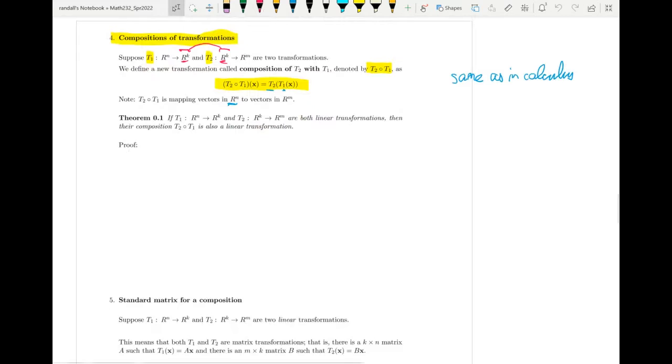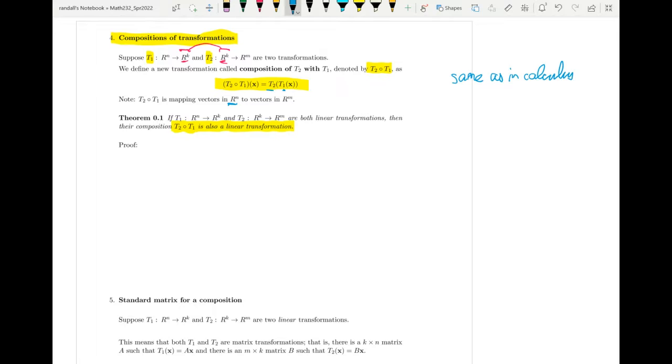Good. So that's composition as in calculus. Now, of course, you're wondering, okay, fine, so we can create new functions, new transformations, given two transformations. But is it a linear transformation? Because, like I said, those are the important transformations for us. So that's an important fact we want to establish, that composition is a linear transformation.